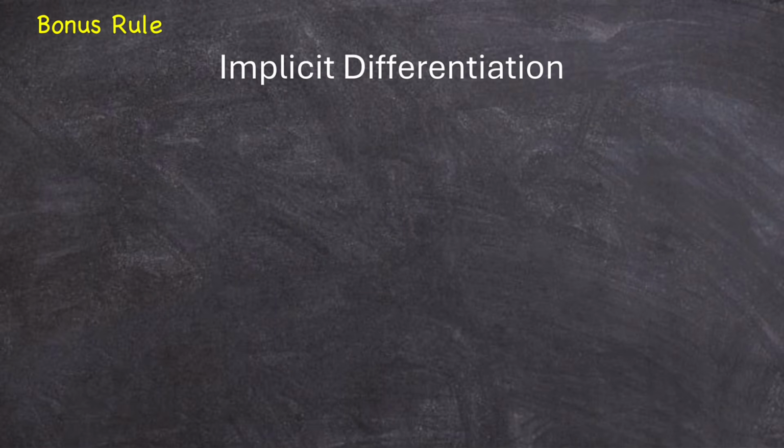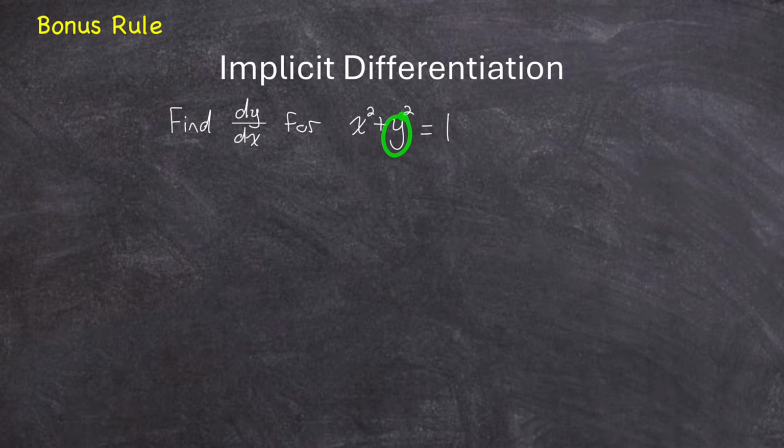And before I end this video, let me show you a bonus rule. Let me give you an example where you can see how implicit differentiation works. Let's say you're asked to find dy over dx for a function x squared plus y squared equals 1. Notice this y is not isolated. It's not written explicitly in terms of x. So instead of having to rearrange this algebraically and isolate for y, you can instead do implicit differentiation.